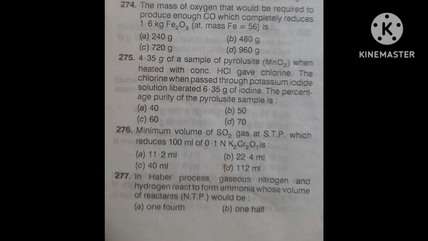For 1 gram it will be 87 divided by 254, then for 6.35 multiply by 6.35. This is the quantity of MnO2. After solving, you will get 2.175 gram MnO2. Now purity you have to calculate. This 6.35 gram iodine you will get from 2.175 gram pure MnO2. Then percentage purity you can calculate.